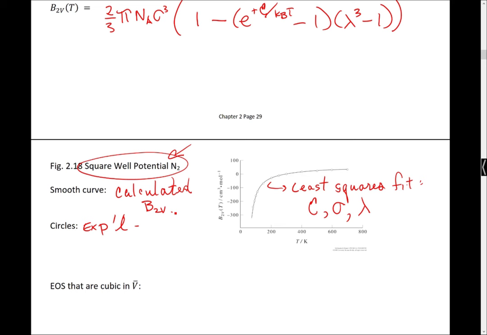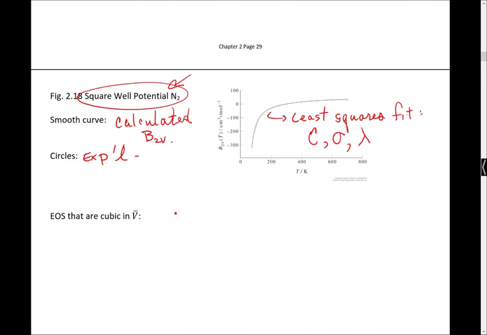If we do this sort of an analysis, we end up with an energy, a sigma, and a lambda. That means that by fitting this model to the experimental data, we can say something about the attractive interactions, something about the size of the molecule, and something about the distance over which we have attractive interactions. Any questions about that?